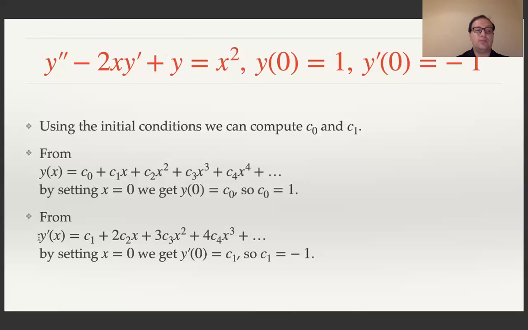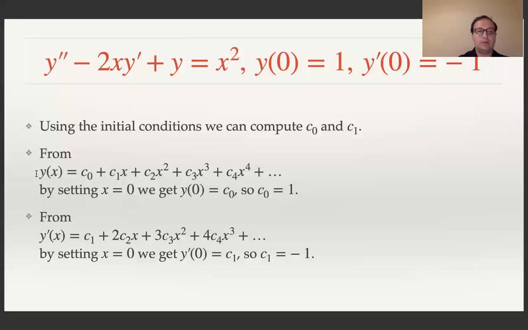We start from the formula for y prime, which we computed on a previous page. So y prime is C1 plus 2C2x plus 3C3x squared, etc. Setting x equal to 0, we get that y prime of 0 is equal to C1, because all the other higher powers go away. From the initial condition, since y prime of 0 is minus 1, we get that C1 is minus 1.